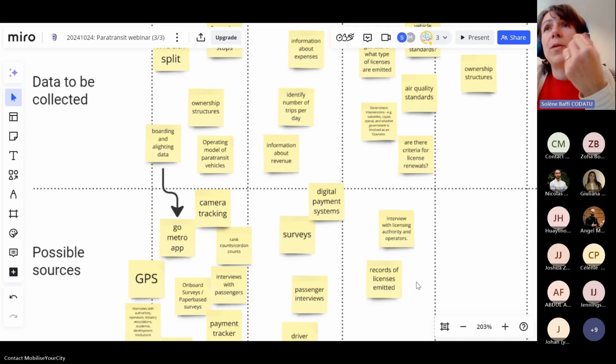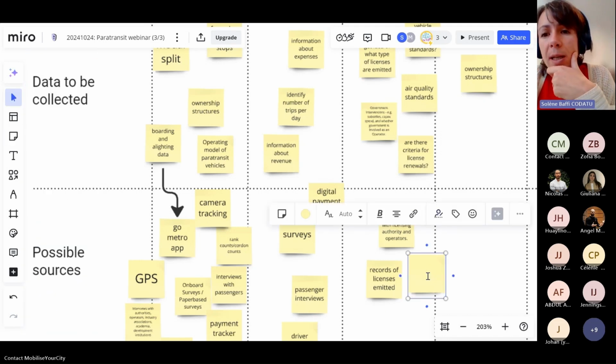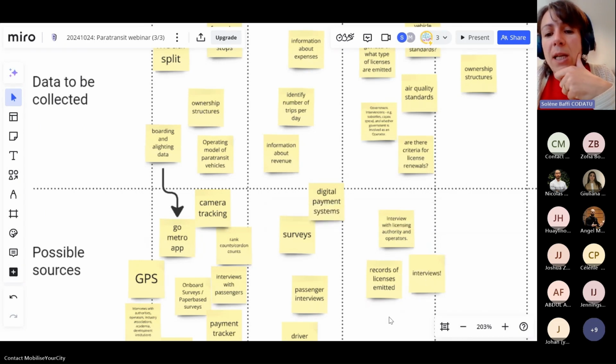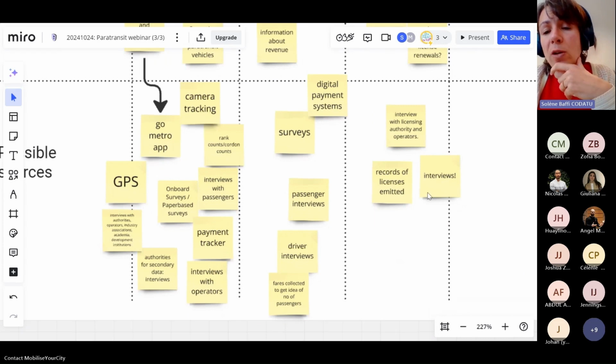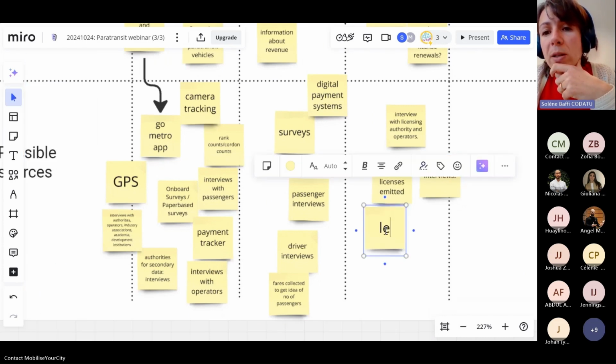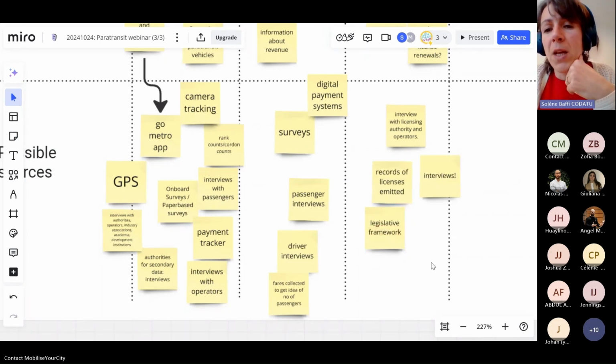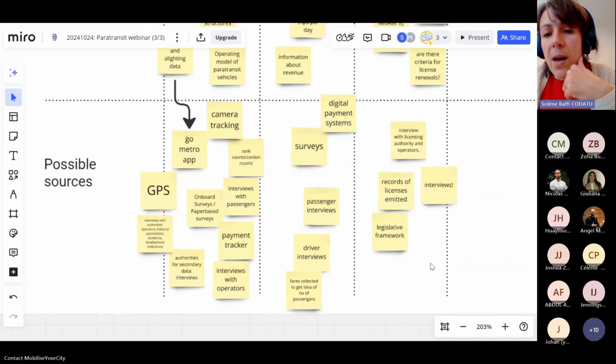Of course, interviews are always a really good way to get information. In this specific case, also the legislative framework, to understand what the legal specifications are, even though in many cases enforcement can be a problem. Going back to the legislative framework can be a really good indicator also to understand the approach that is being privileged.